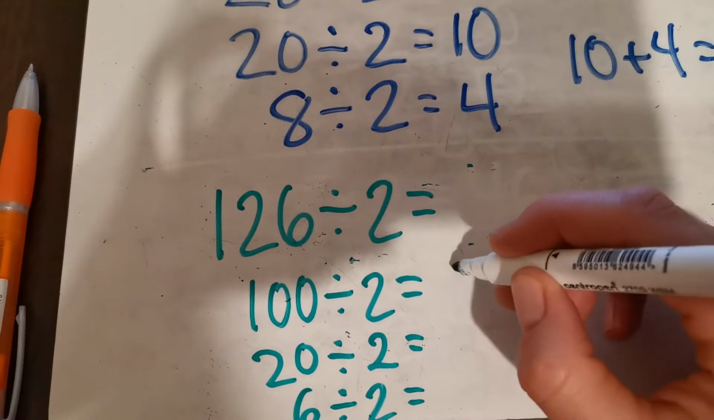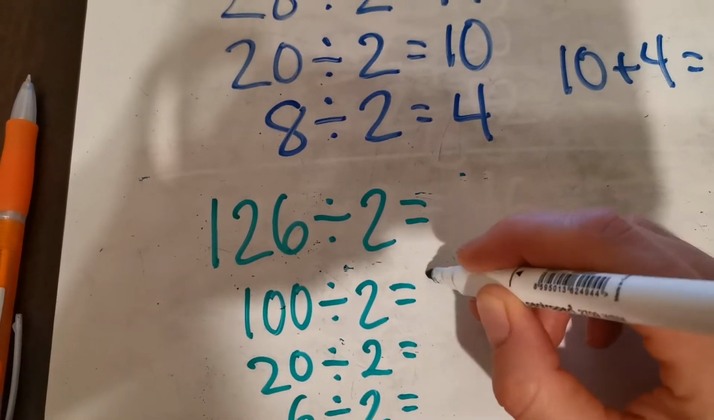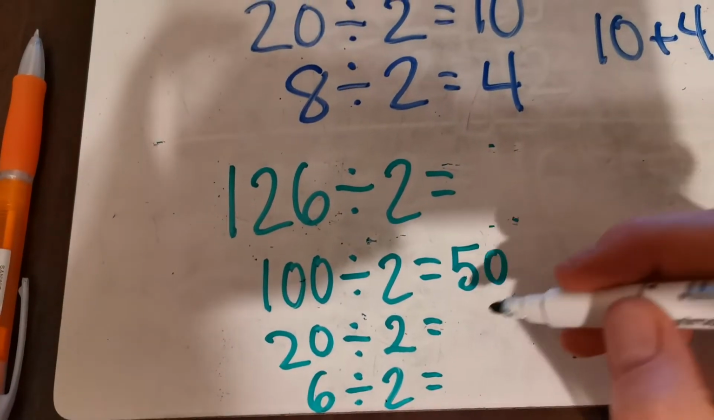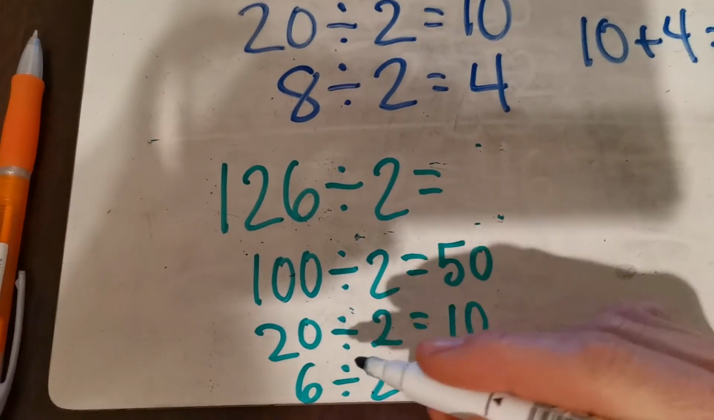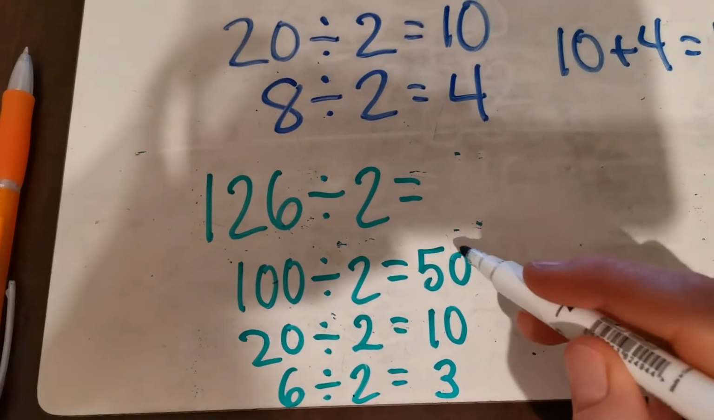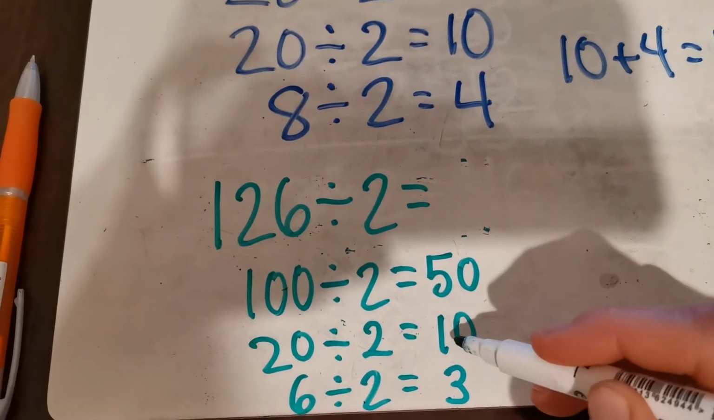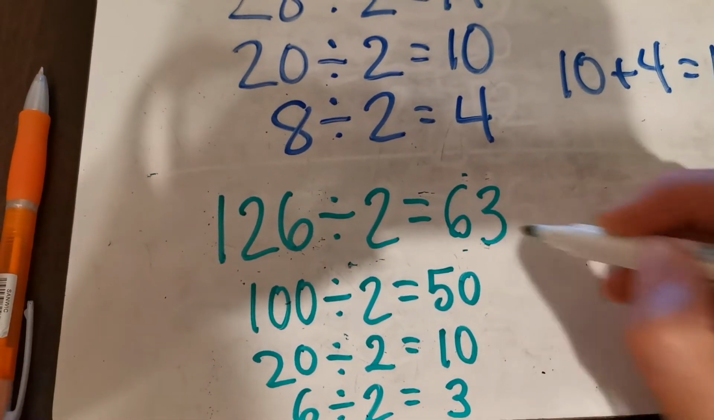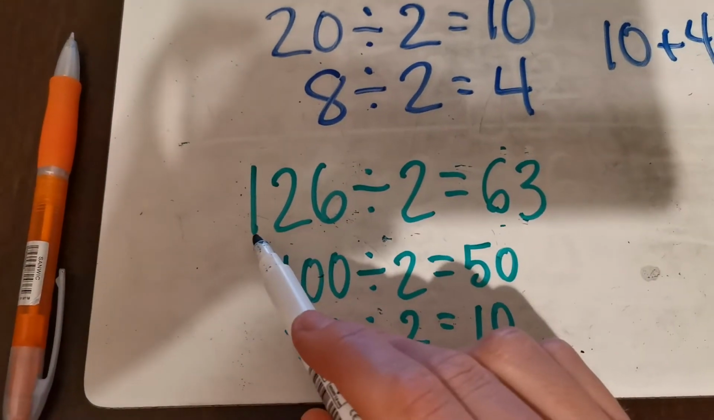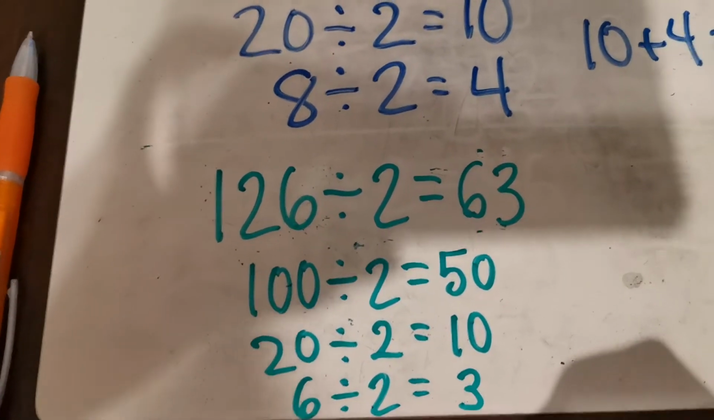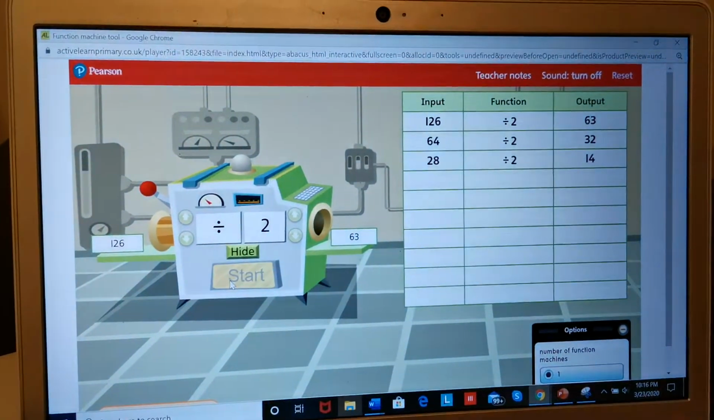100 divided by 2, 50. 20 divided by 2, 10. 6 divided by 2, 3. And now we need to add them up. 50 plus 10 is 60 plus 3 is 63. Okay, so although we made it a larger number, when you partition it, it breaks it down into easier steps.